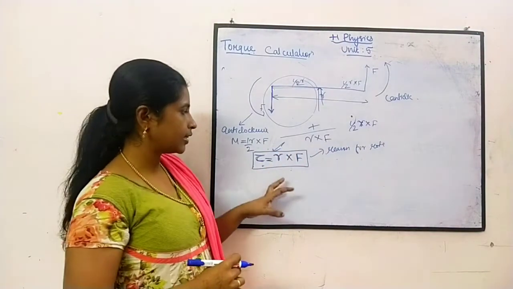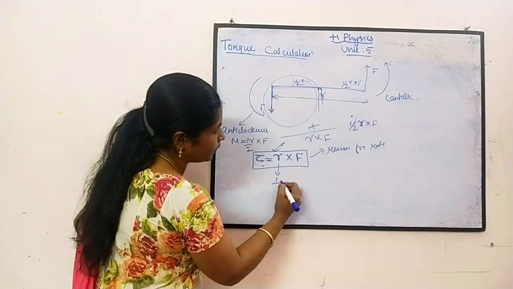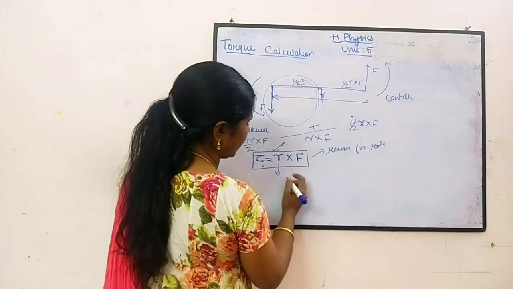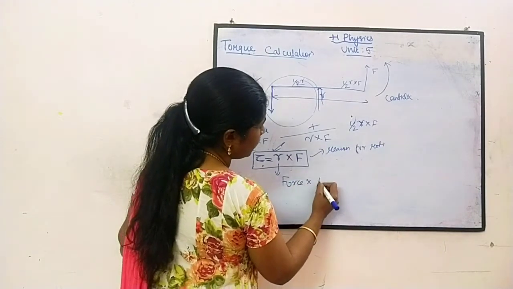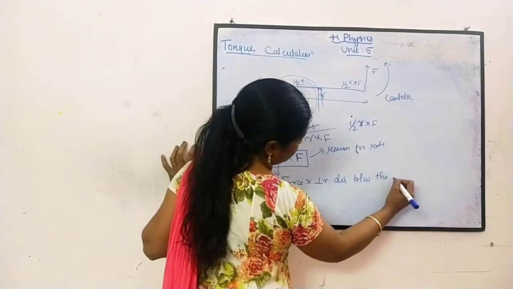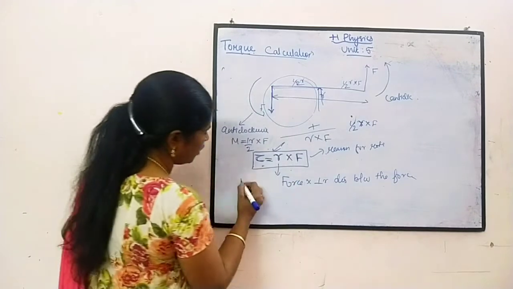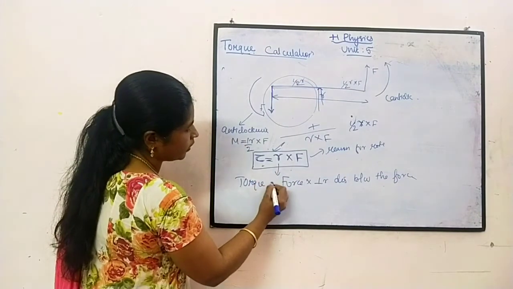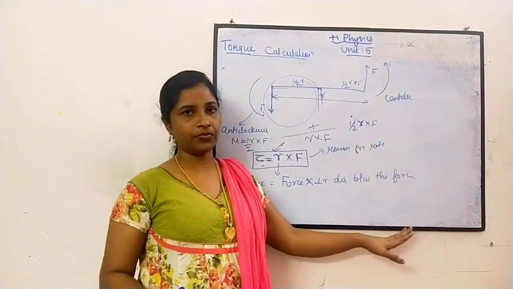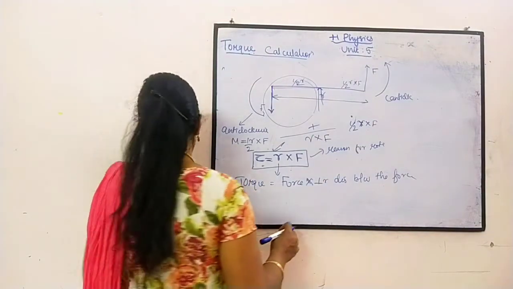So torque is nothing but the perpendicular distance into force, or we can write force into the perpendicular distance between the forces. This is called torque. Torque is nothing but the product of force and the perpendicular distance between the forces.